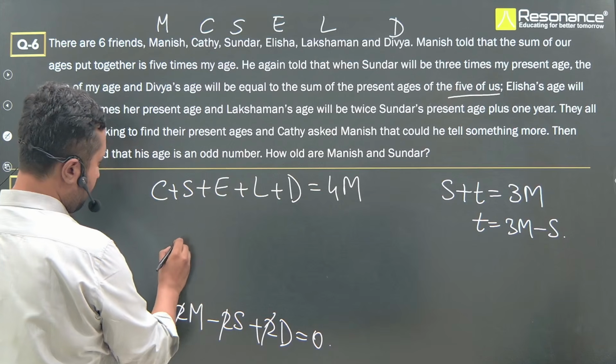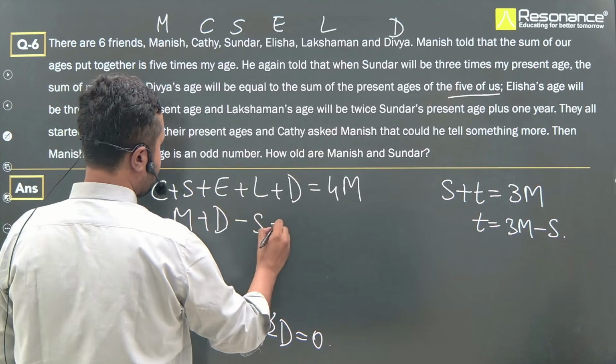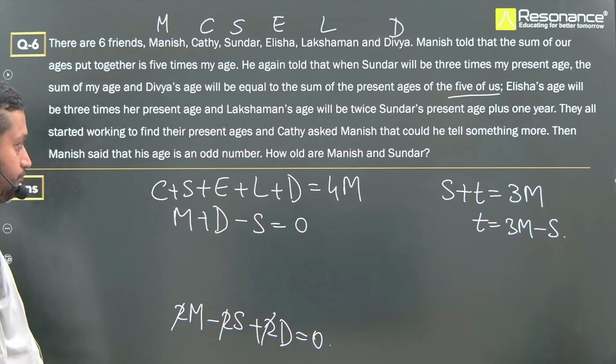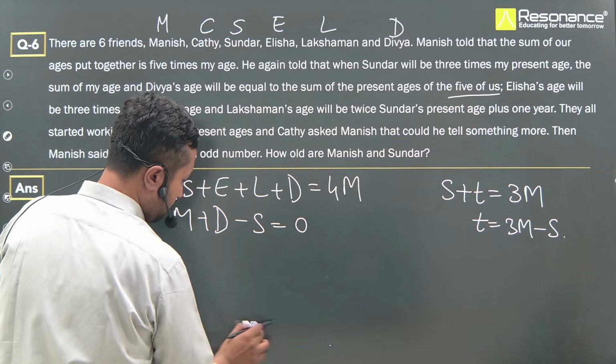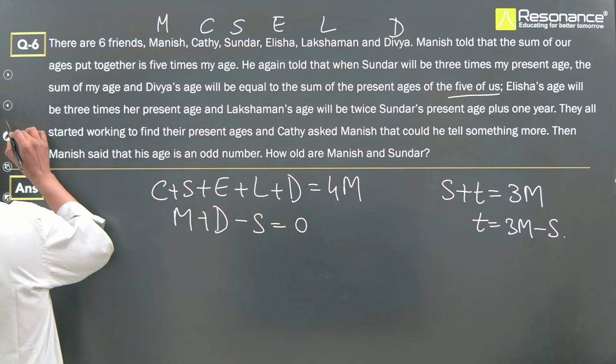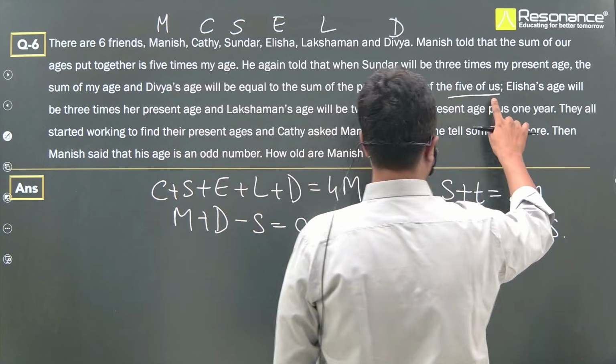Which is M plus D minus S is equal to 0, right? So before starting to solve, we need to write down good equations. So how much did we cover? Till here we are done.